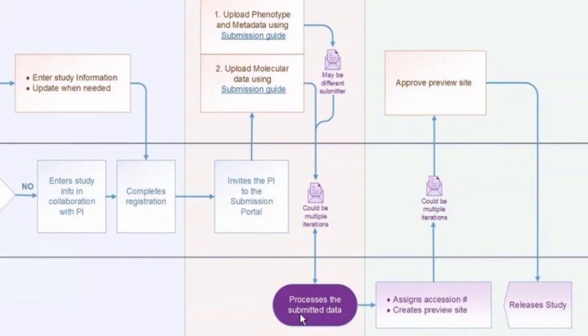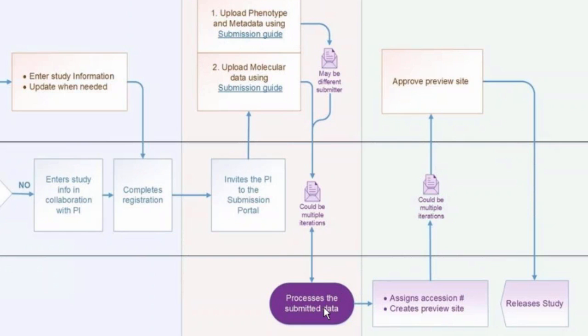At this point, the data submission has happened, and dbGaP begins its process of processing the submitted data. We assign sessions, and we create a preview site. We do some data QC checks on the data, and then once that's done, we provide the preview site for the PI to look at what would be the public, summary level data, for their approval to make sure that the study looks appropriate on the public release.